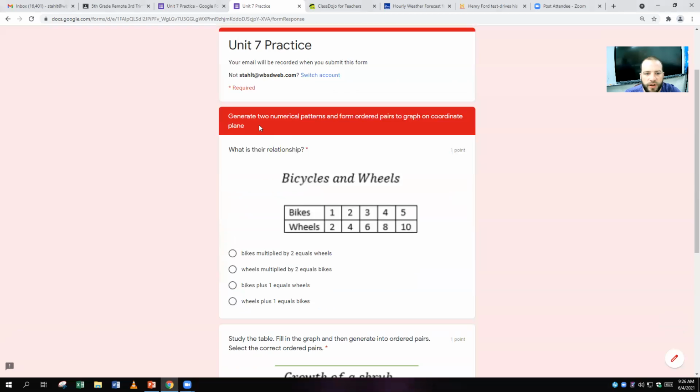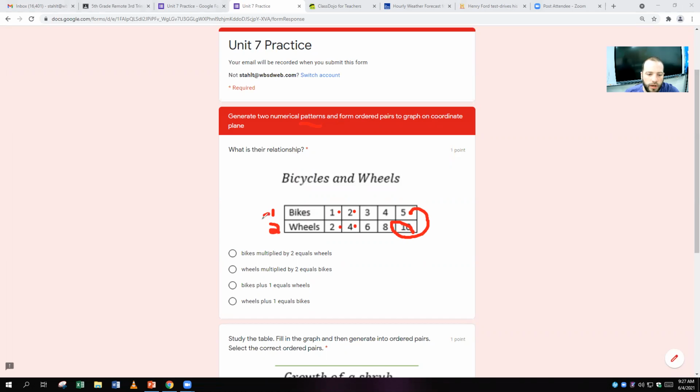And then now it says generate two numerical patterns, which is like number patterns, and form ordered pairs to graph on a coordinate plane. So we have bikes and wheels. This table shows us the relationship with how many bikes you have and how many wheels you would have. And you can clearly see a pattern. 1 bike is equal to 2 wheels.